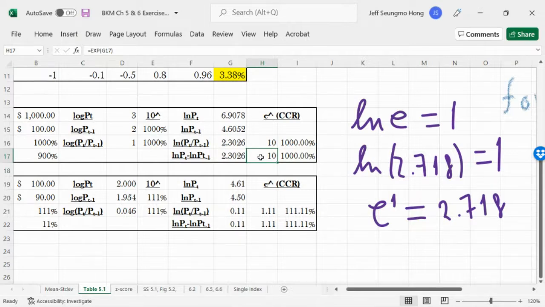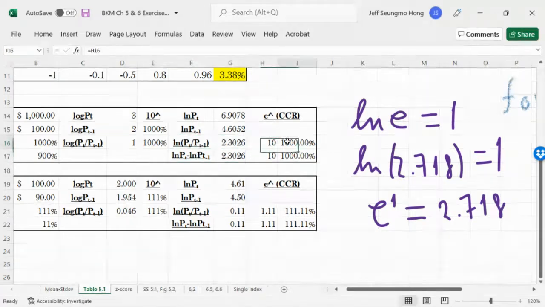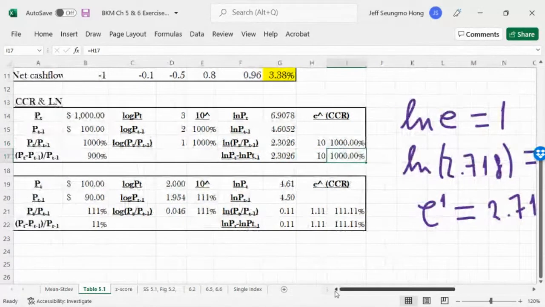so here, this is basically a gross return, which is 1,000%. But obviously, we know the gross return is not the same thing as net return. The gross return is not the same thing as net return, right? And what this is doing is gross return.